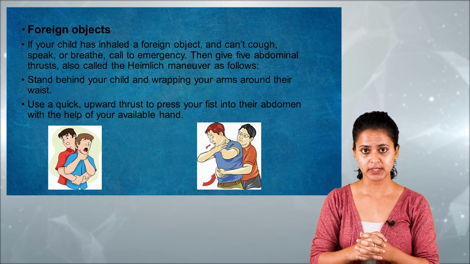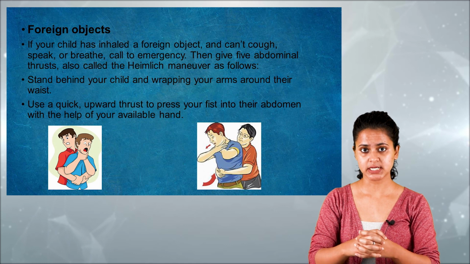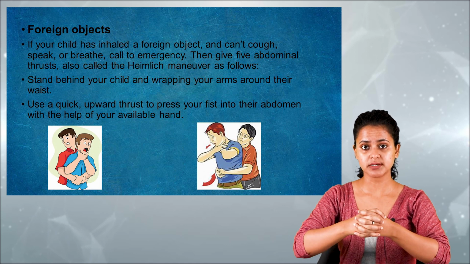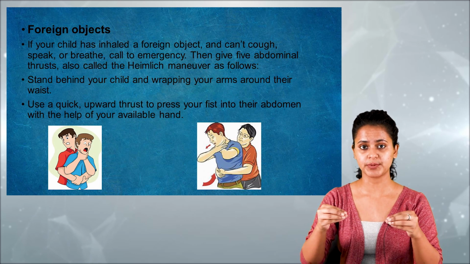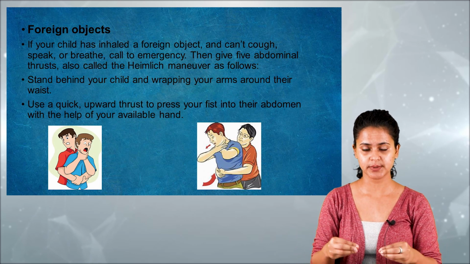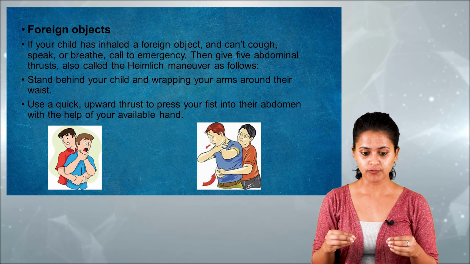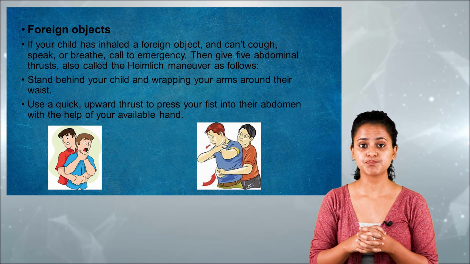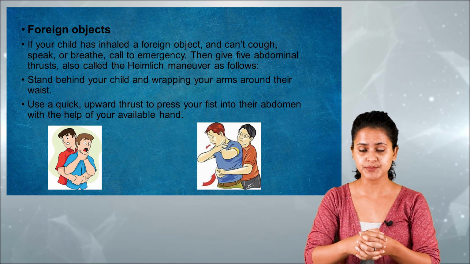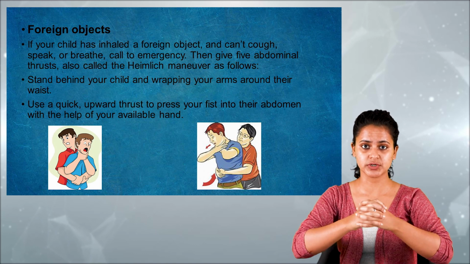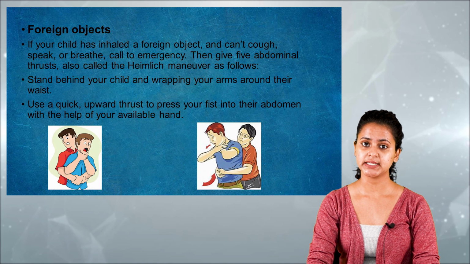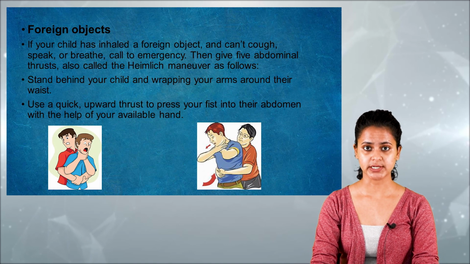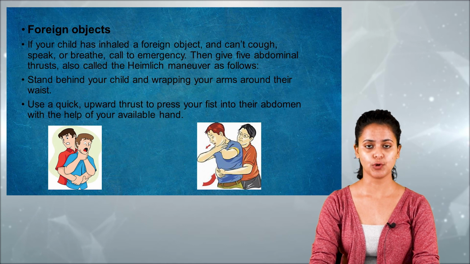The second step is we should create a fist, and that fist has to be kept just above the belly button of the particular victim. Now the third step includes usage of a quick and upward thrust. Now we should press our fist into the abdomen and give an upward direction first, in case of a victim who presents with a foreign object related airway obstruction.